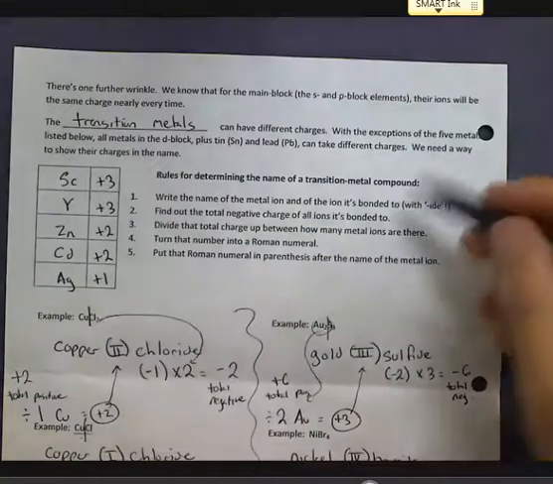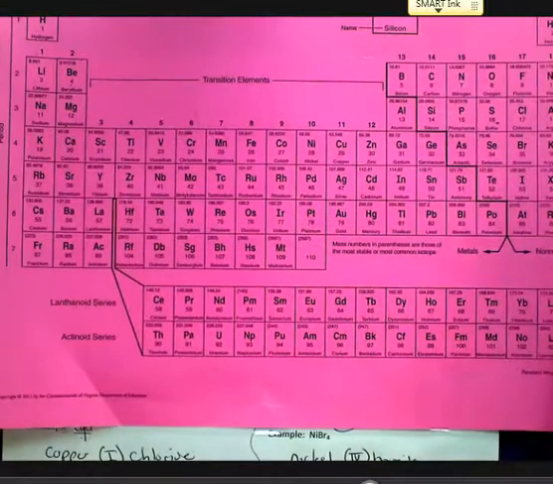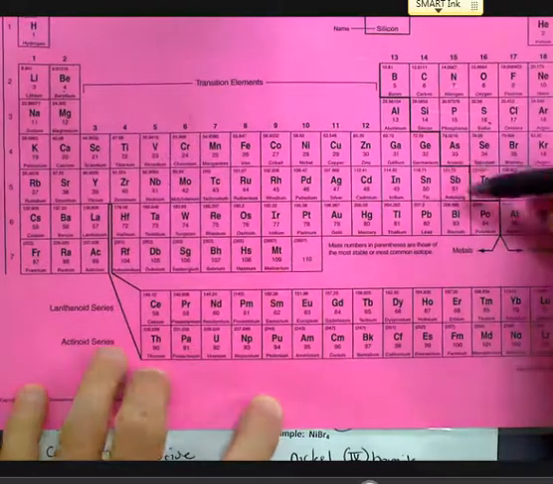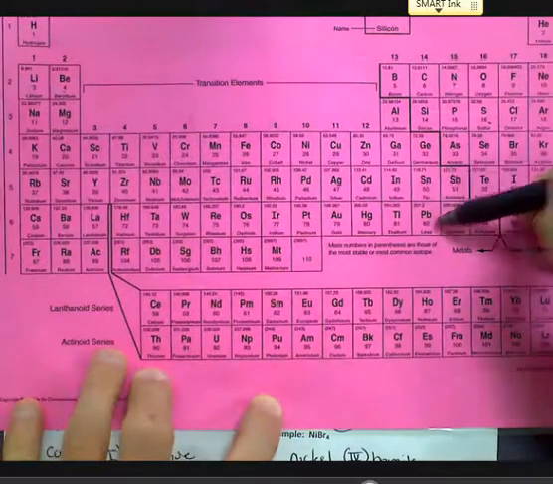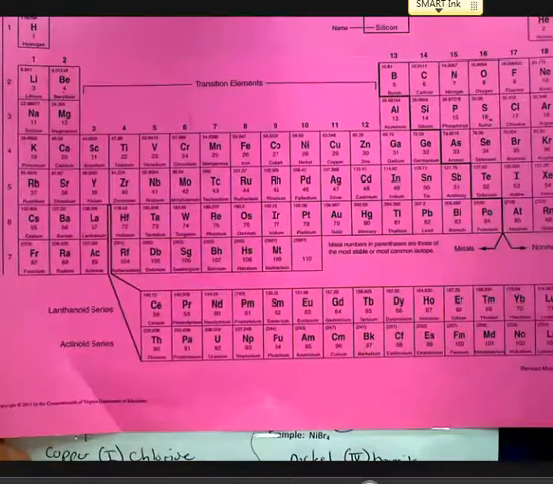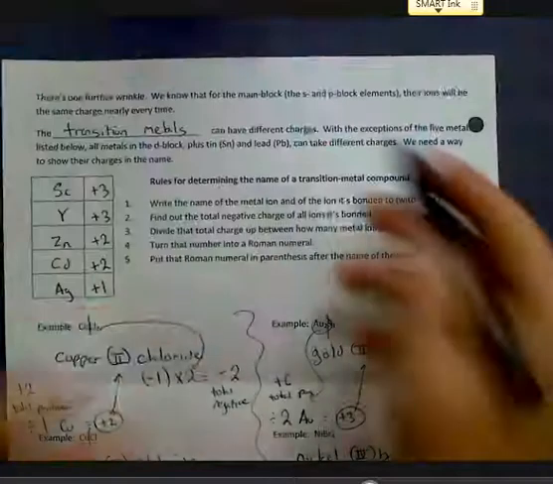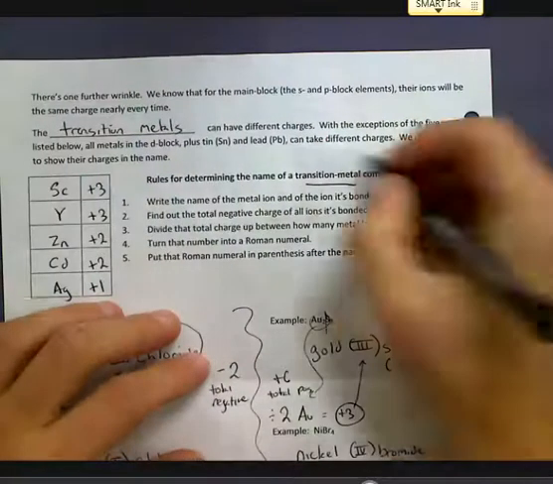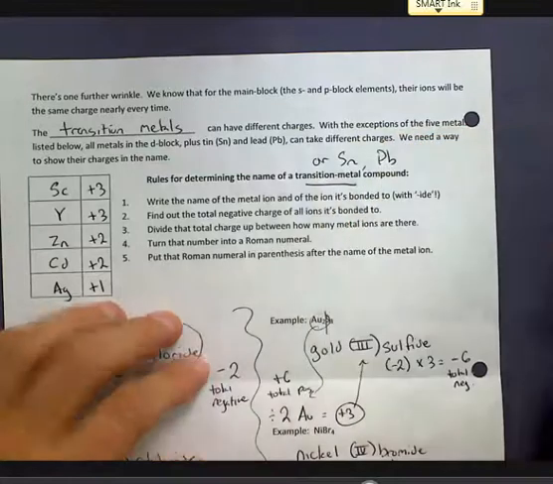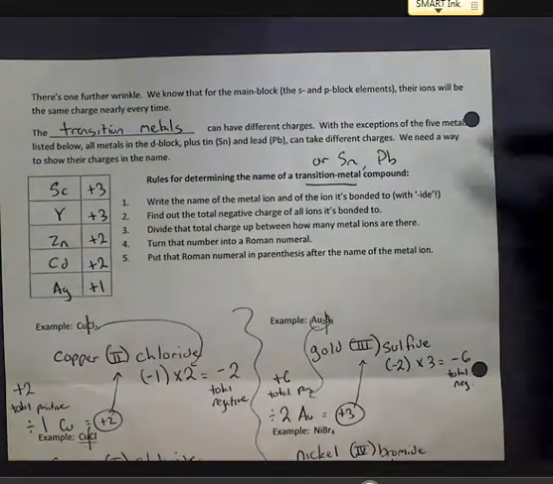Now, on the flip side, for the transition metals, so everything else in the transition block, you need to be able to calculate the charge. There's also 2 other little scoundrels this way, tin and lead. Tin and lead also are going to need Roman numerals. So for a transition metal compound or tin or lead, they will both need Roman numerals when you name them.